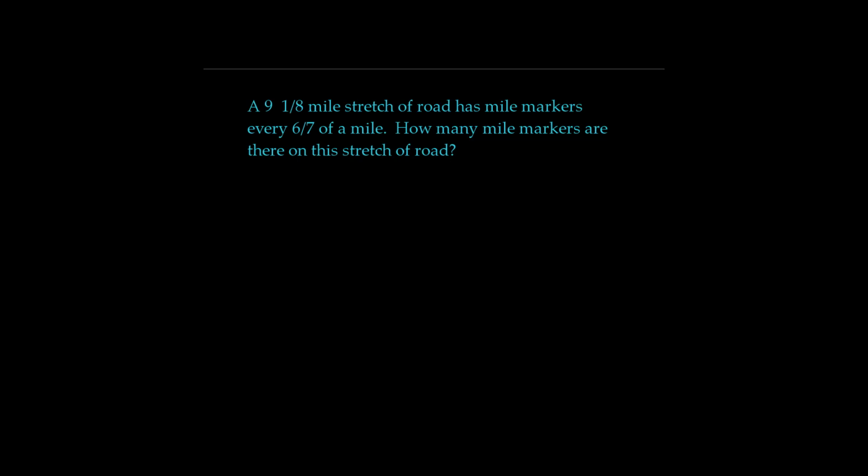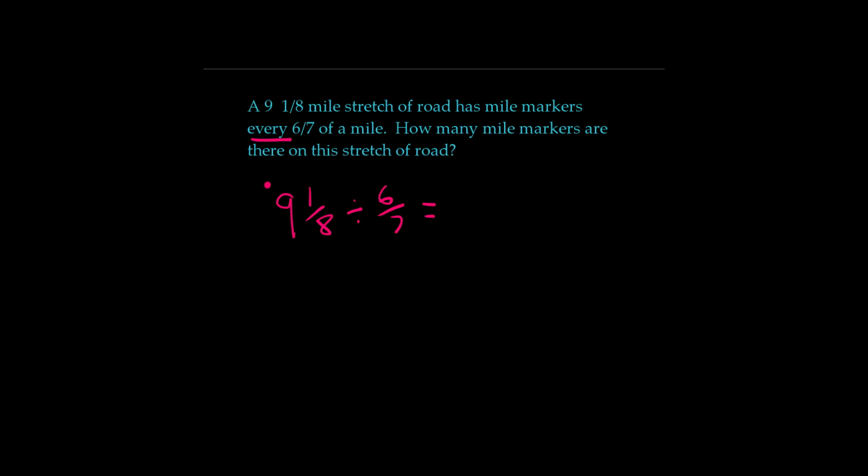All right, a 9 1/8 mile stretch of road has mile markers every 6/7 of a mile. How many mile markers are there on this stretch of road? So we're going to take the total again. Remember, we're going to start with the total, which is the bigger number, because 9 1/8 is our total. And then once again, we have something that's repeating. Okay, so we're going to divide that by 6/7 of a mile. So every 6/7 of a mile, there's going to be a little sign, a little mile marker.